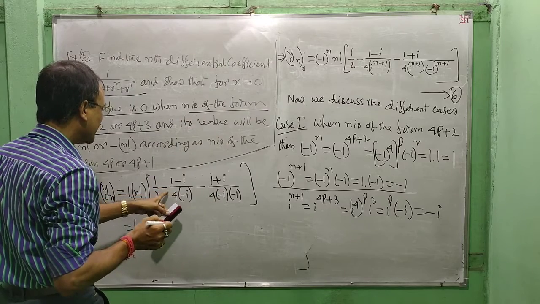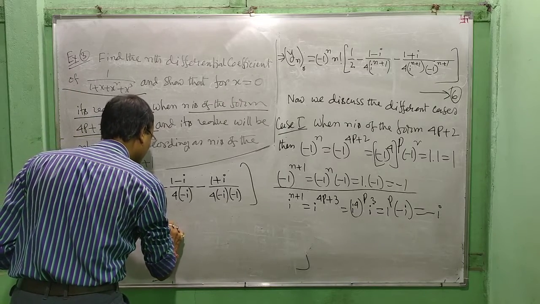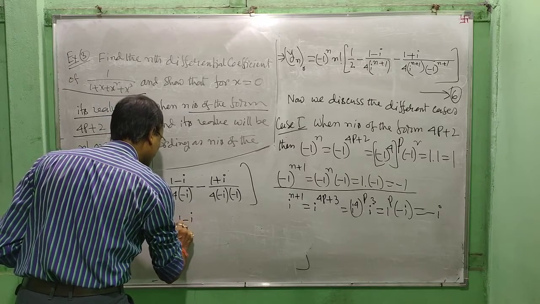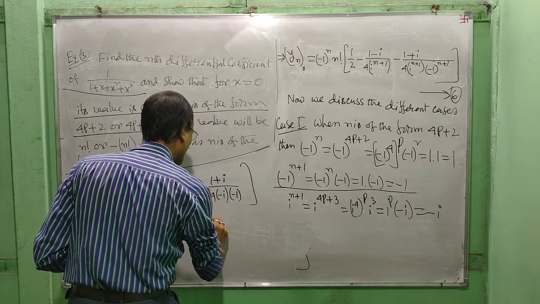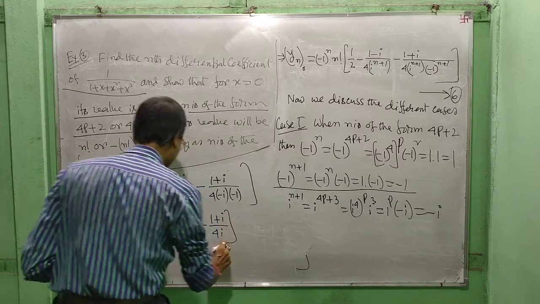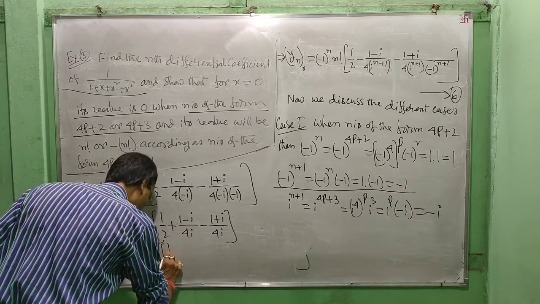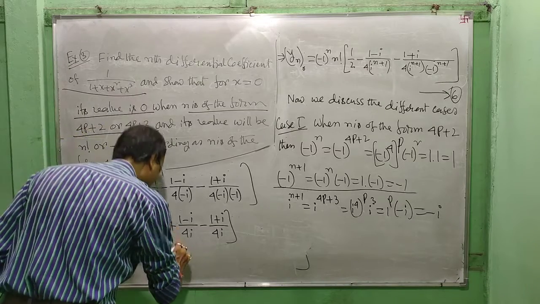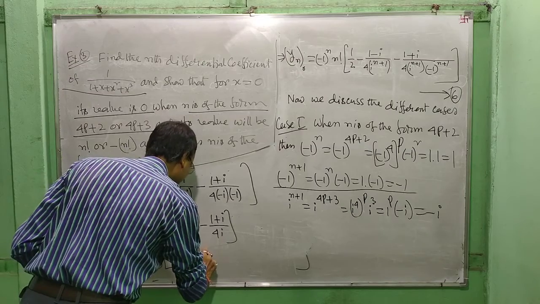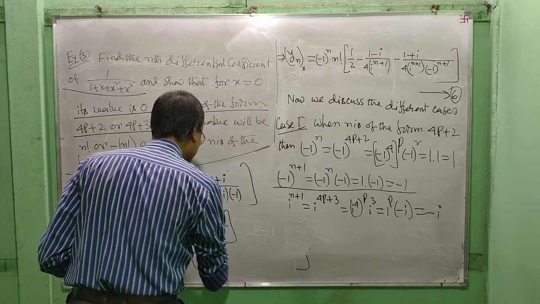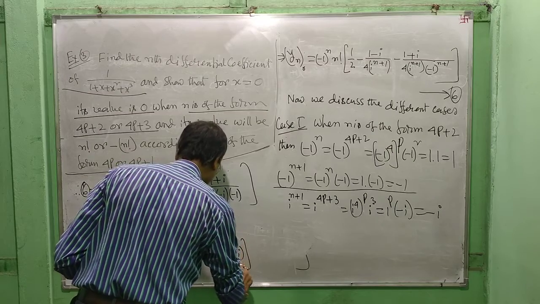You will get i squared minus plus. You may write here plus (1 - i)/4i. For the time being, write like this, plus (-1 + i)/4i. You write like this for the time being. Then factorial n times [1/2 + 1/4 (-1 - i) - 1/4 (1 - i)]. You may write like this.